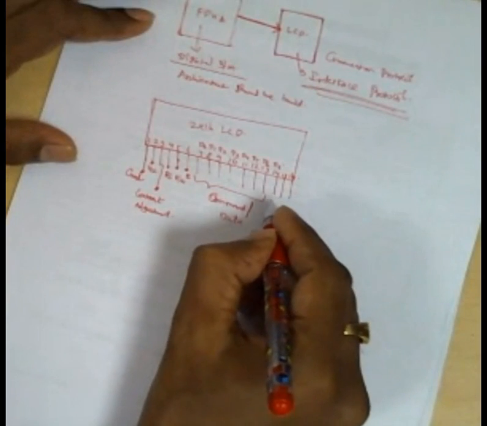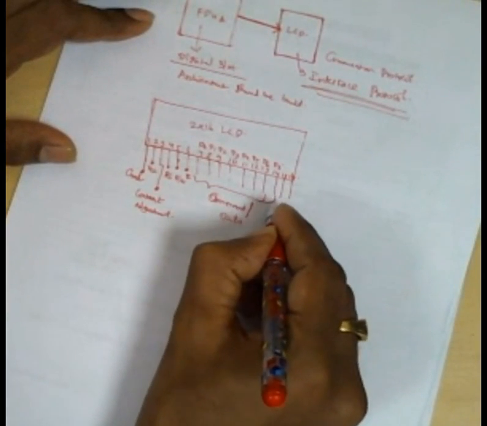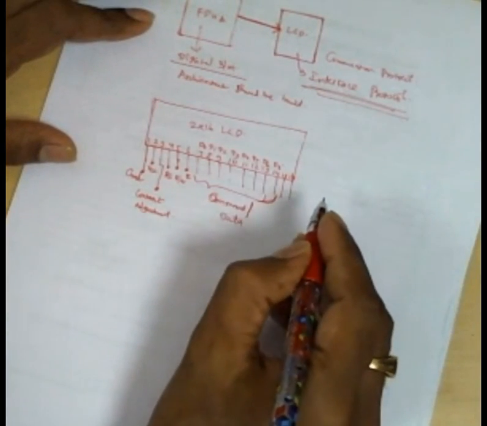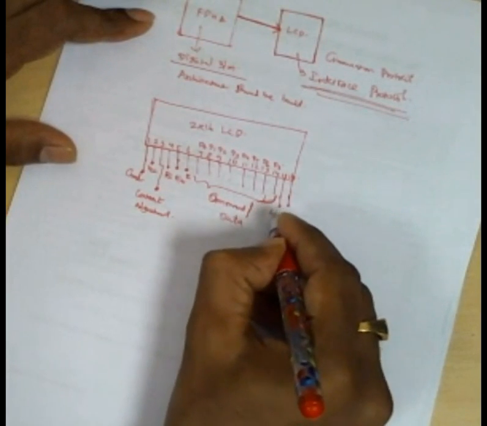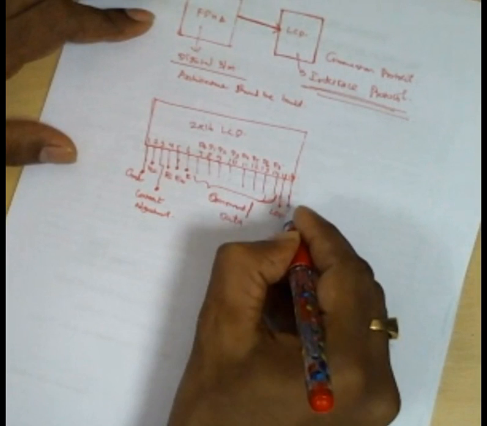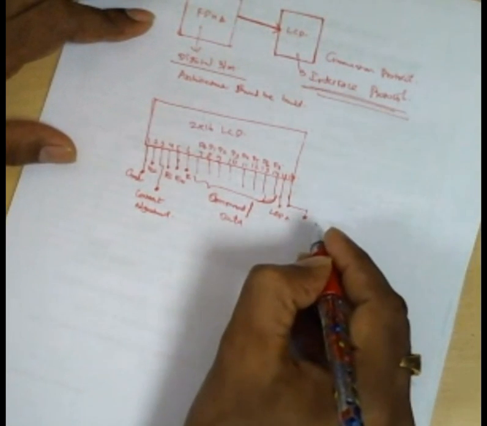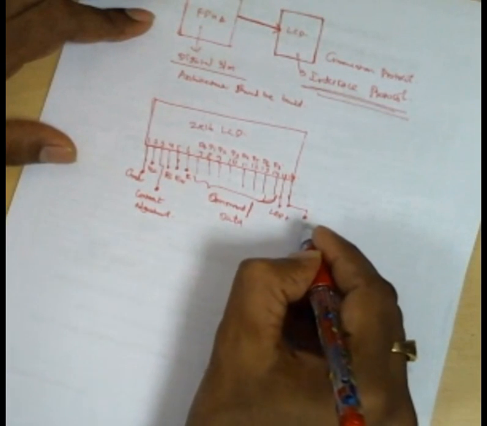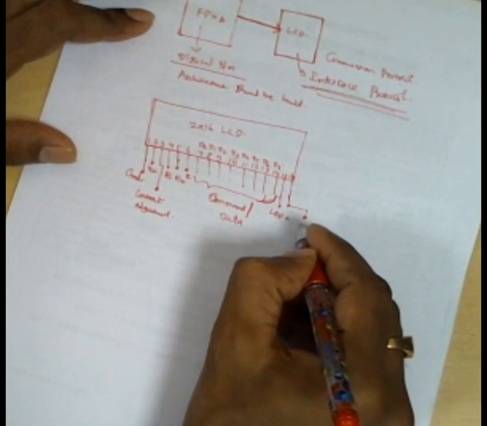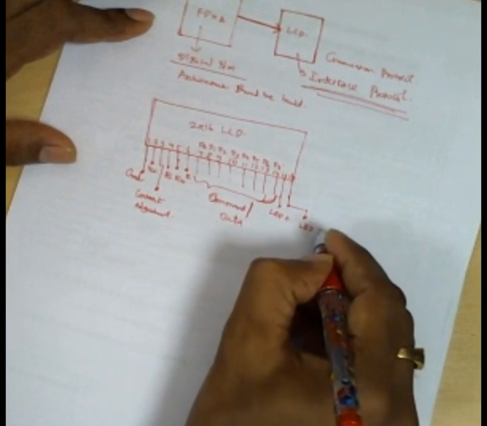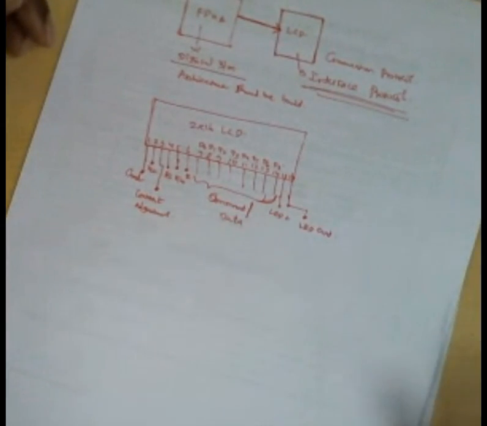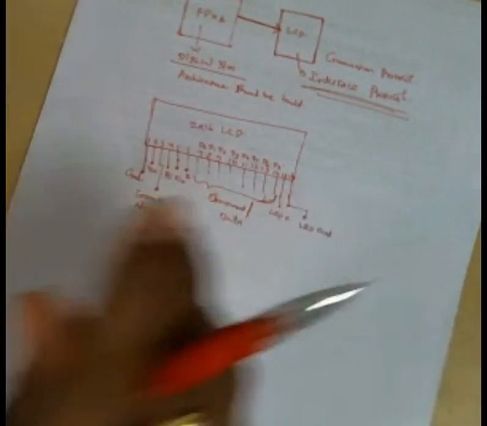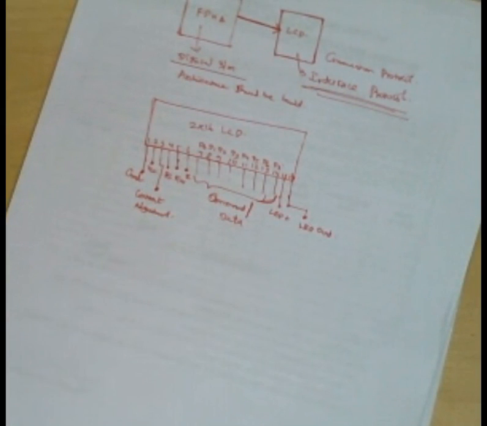Then the 15th pin is LED plus, and the 16th pin is ground, LED ground. But ground is ground, no. All the grounds are ground only. So the 16th pin is ground.